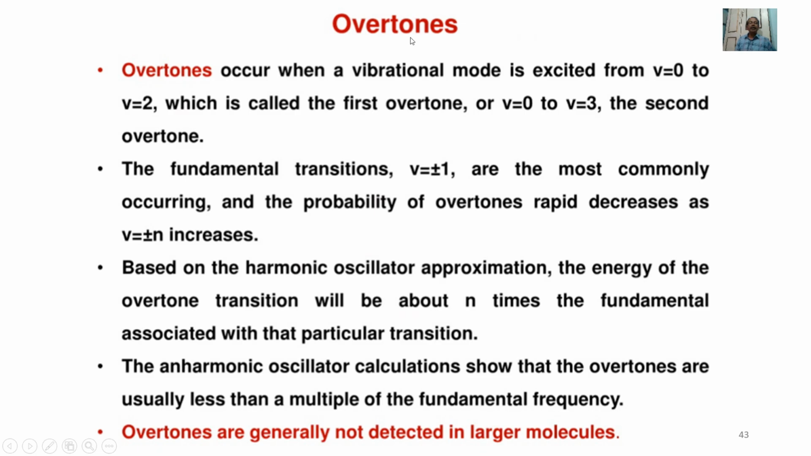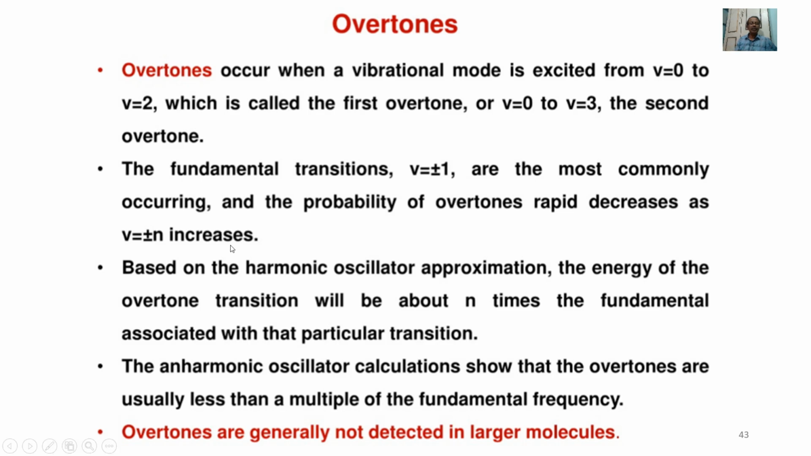Next, overtones. Overtones occur when a vibrational mode is excited from nu equals 0 to nu equals 2, which is called the first overtone, or nu equals 0 to nu equals 3, the second overtone. The fundamental transition, nu equals plus or minus 1, is the most commonly occurring, and the probability of overtones rapidly decreases as nu increases. Nu equals plus or minus 1 will be more intense. Other overtones will have weak intensity.